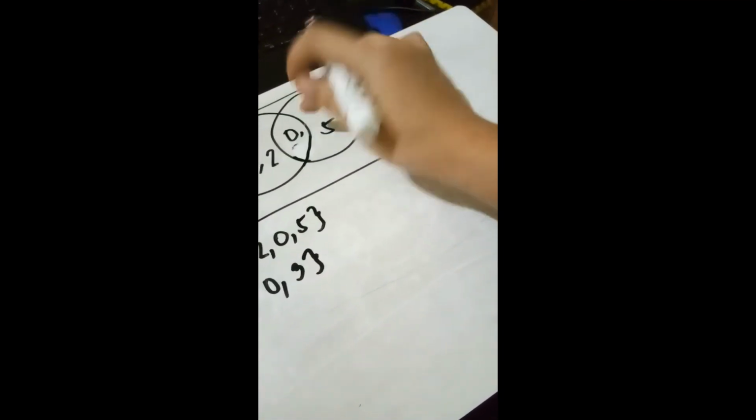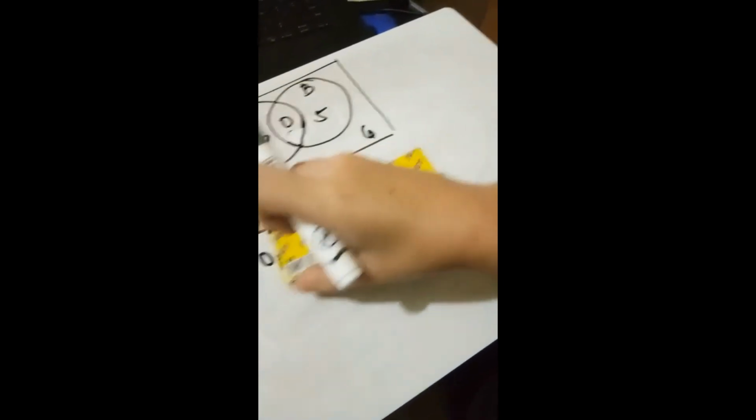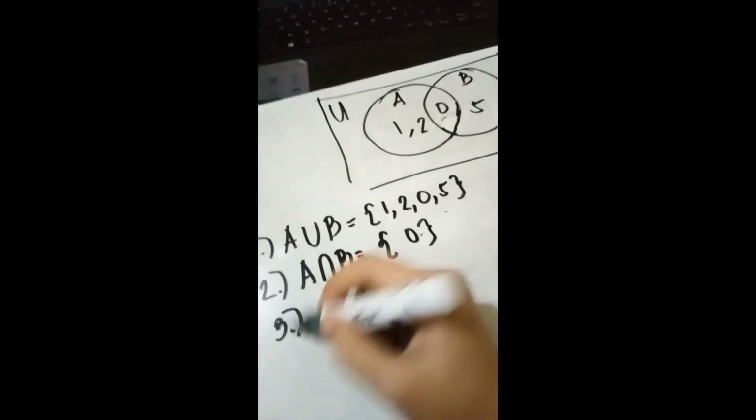So, pwedeng maraming numbers dito ha, not only 1. Okay? So, there. A intersection B, we have 0. Next, number 3. The next operation would be your complement. So, when we say complement, this is your not.